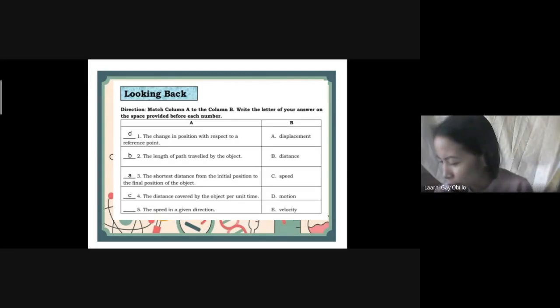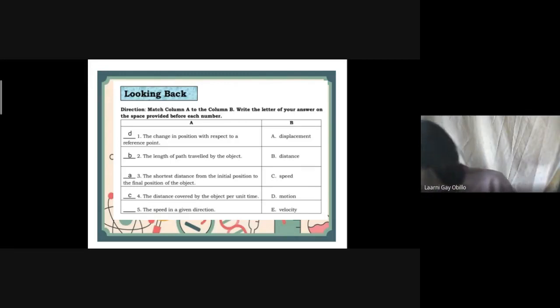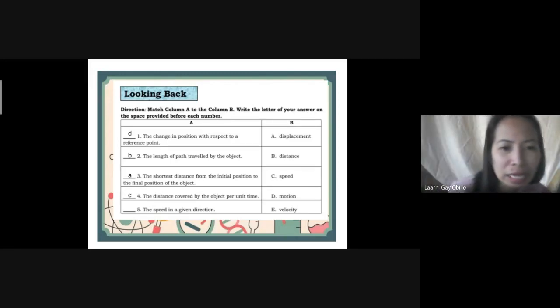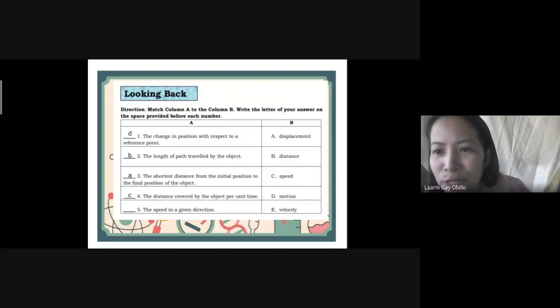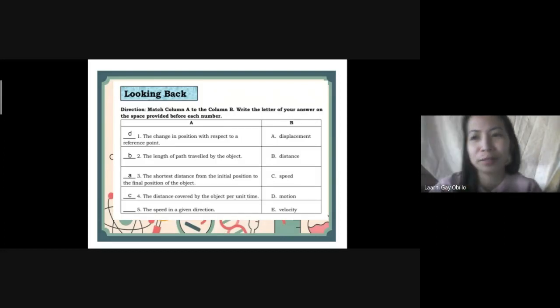Let's see if it's correct. Okay, answer is letter C. Speed, the distance covered by the object per unit time. And for number 5, last one. Wala na nagkakamali dyan. Rich, James, and John Mark, are you there? Okay, si Miguel na lang ulit for number 5.